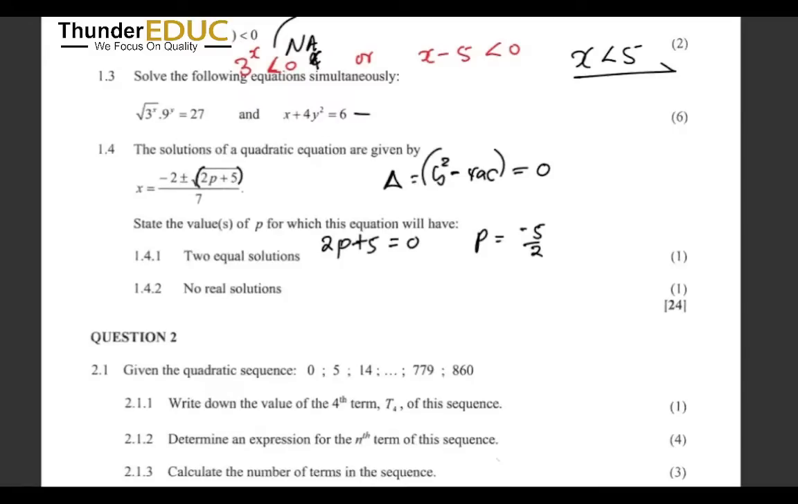And then for non-real solutions, the discriminant must be less than 0. So it's just the same thing. Which means p is less than negative 5 over 2. I mean, we equated it to 0 there, and then just get that. Or you can say 2p plus 5 is less than 0, and then you solve. Same story. So that is question number 1.